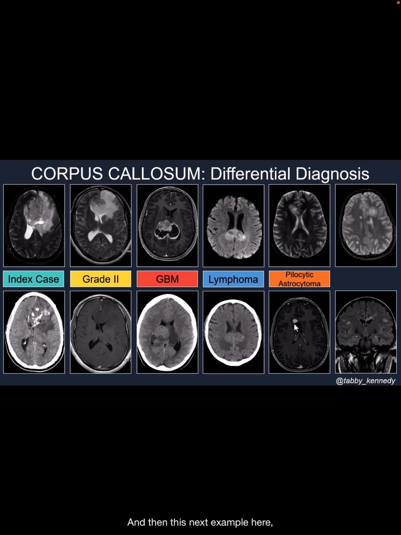And then this next example here, you can see you've got multiple lesions that are really centered in the white matter, and you've got a lesion involving the corpus callosum, that body of the corpus callosum. This is an example of demyelination.